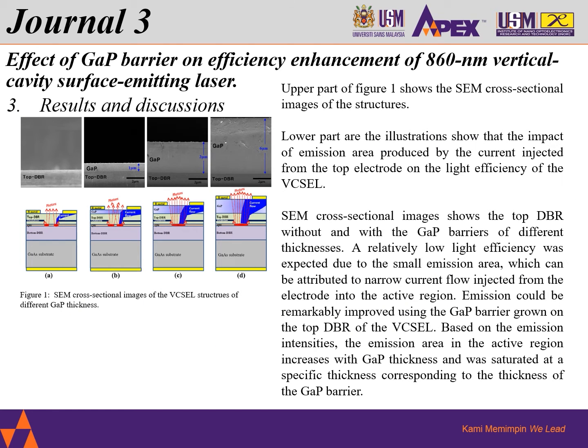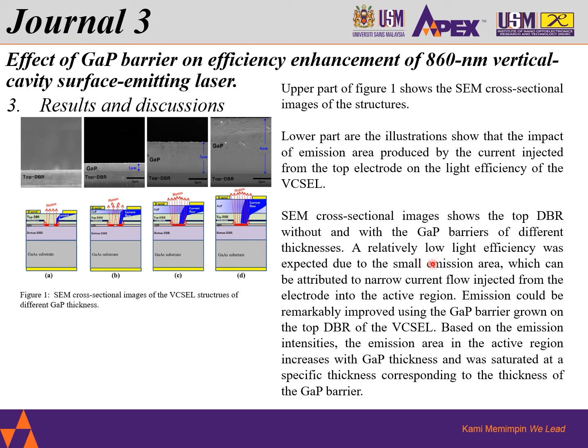Next, I'm going to proceed to results and discussion for journal number 3. The upper part of figure 1 is the SAM images, the cross-sectional images of the structure, and the lower part is just illustrations on the impact of the emission area produced by the current injected from the top electrode on the light efficiency of the VCSEL. Okay, next, the SAM cross-sectional images show that this one is without any gallium phosphide layer, and these 3 are of different thicknesses of gallium phosphide layer.